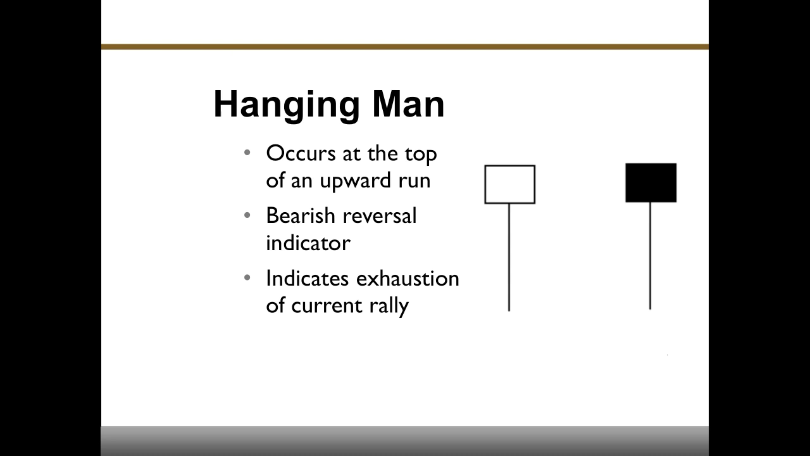The hanging man, like a shooting star, is also a bearish reversal signal that occurs at the top of an upward run. In appearance, it is identical to a hammer formation. Remember that the difference between these two types of candlesticks lies in the direction of the current trend.